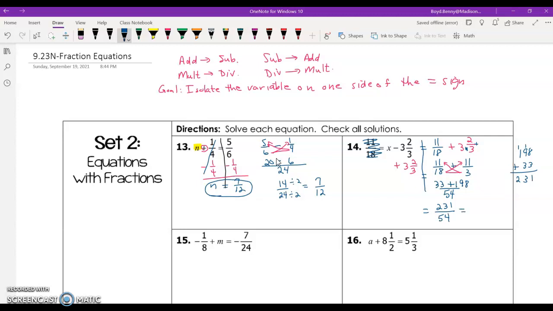54 goes into 231 four times, and 4 times 54 is 216. So 216, I need to subtract that from 231 to find out what my numerator is, because my remainder becomes my numerator. Got to borrow here, so 12 minus 1 is 1, so 15 over 54. This can be simplified by dividing the numerator and denominator by 3, which is going to give us 4 and 5 over 18. So our final answer would be 4 and 5/18.